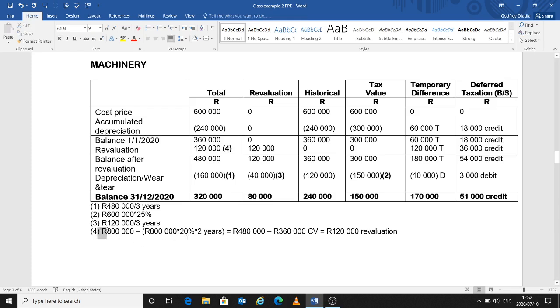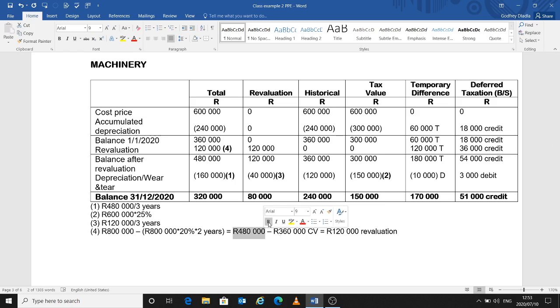Now, it's 800,000, which is the gross replacement value. Then I'm going to minus the depreciation for 2 years. Right, because I'm doing it the same way like this one here, where it's 600 already depreciated for 2 years. Then it will give me 480. This 480 now is what we call a net replacement. Remember, 800,000 is gross, 480 is net replacement.